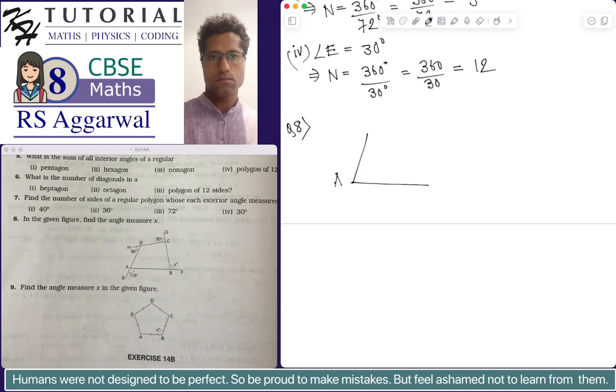A, B, then we have C. This is ABCD. This is the given polygon which has 4 sides. So it's a quadrilateral. Now let's quickly look at the exterior angles that are given.